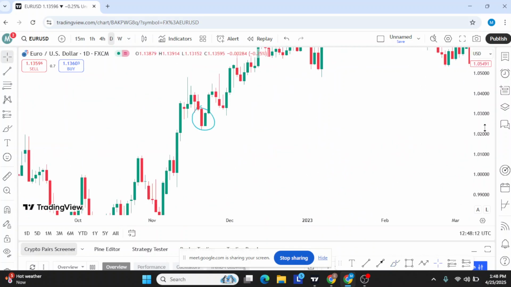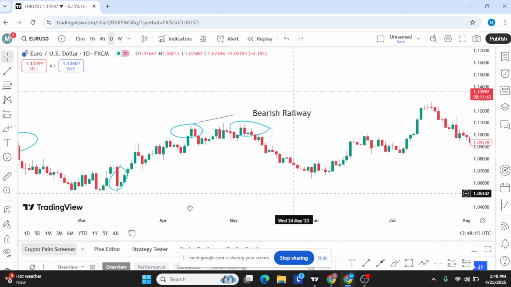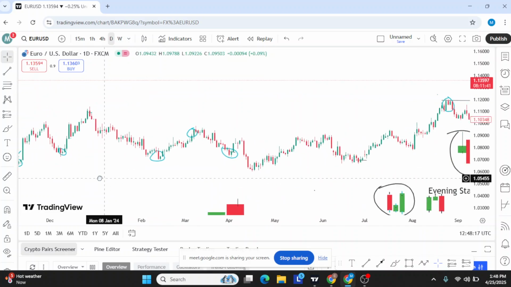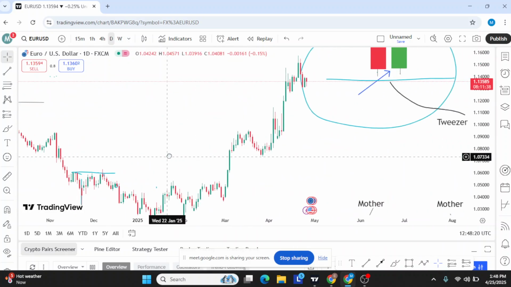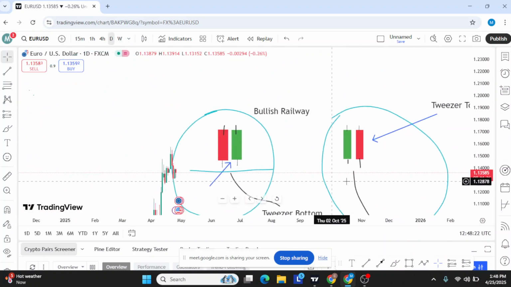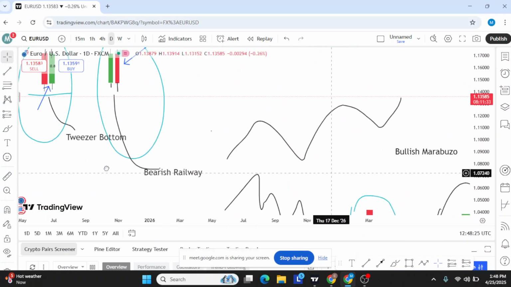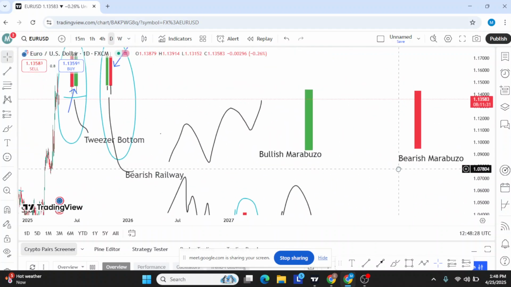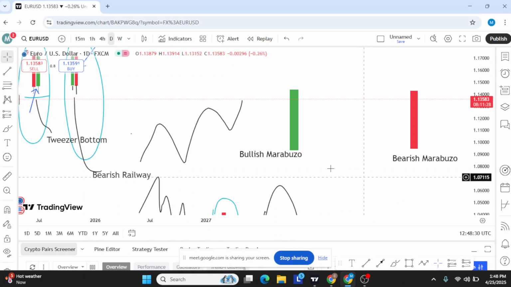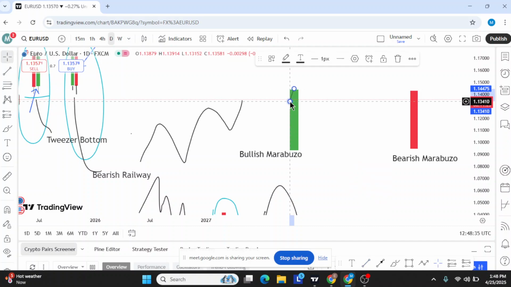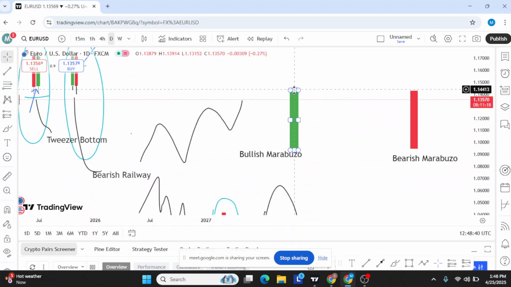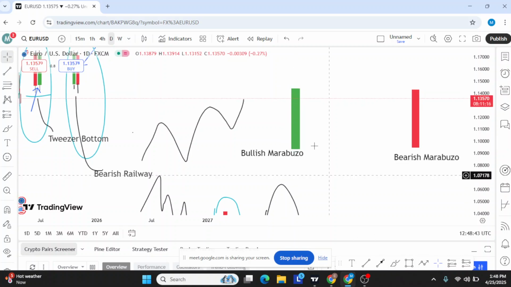If you are to see wicks on the Marabuzo candles, they have to be very, very small ones. Where's that example I made use of? You can see, if you want to see wicks on the Marabuzo, it does have wicks sometimes, but it's still trying to tell us the same thing. They don't have wicks sometimes, but they have to be very, very small.